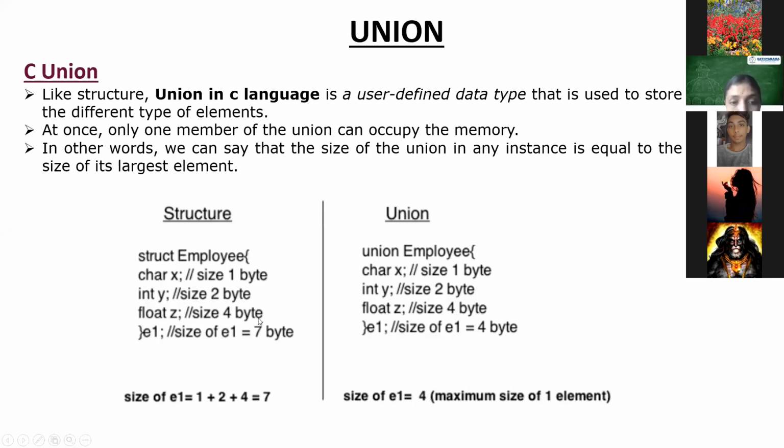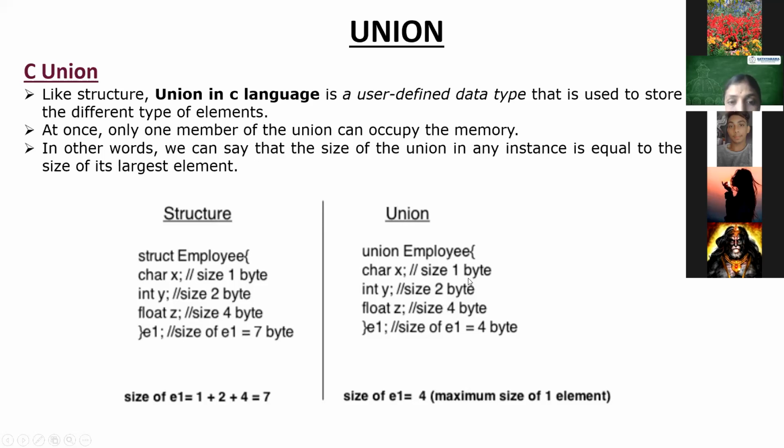Okay, the size of E1 is going to be what? 7 bytes. But whenever I go for this union, which one is going to have the largest size? It will assign that byte count as the size of that variable. Able to understand? See here, I have the same character size. I have it over here as 1, 2, and 4.